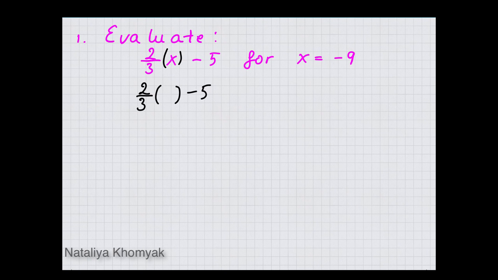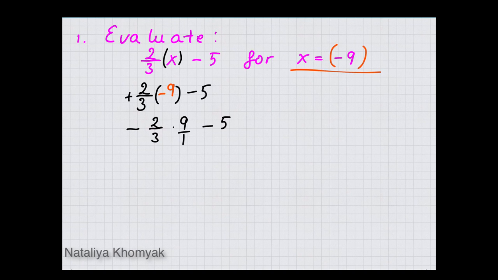Then inside of the parentheses, I'm going to plug in what the x is. And they told us that x is negative 9. So we're going to put in negative 9. And now we just simplify. So we have positive times negative, the whole thing will be negative. 2 out of 3 times 9 minus 5.